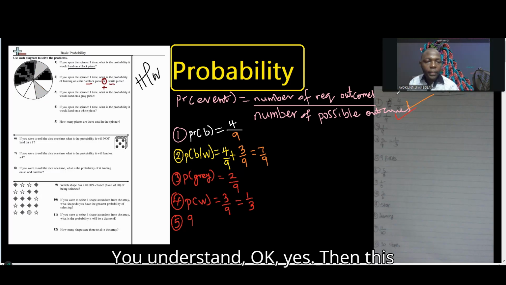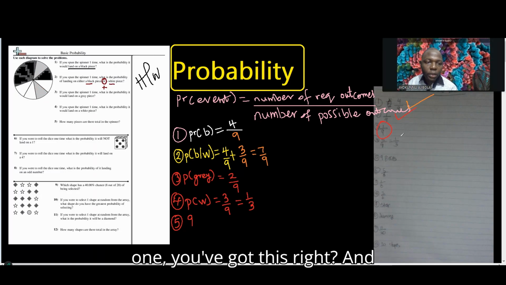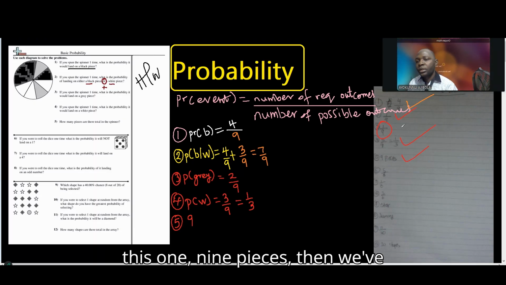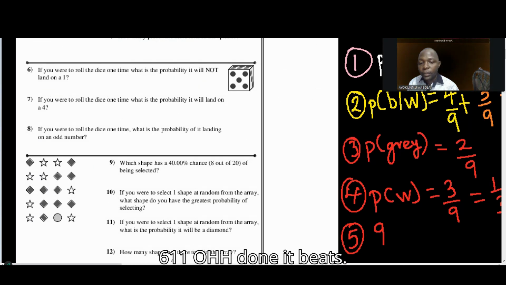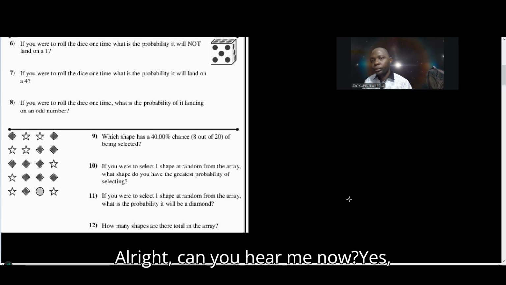You understand? Okay. Yes. Then this one, you got this right. And this one, 9 pieces. Then we go to the second one. Hold on a bit. All right, can you hear me now?